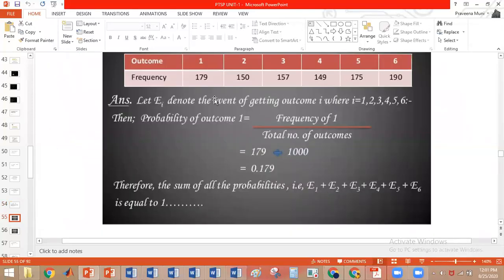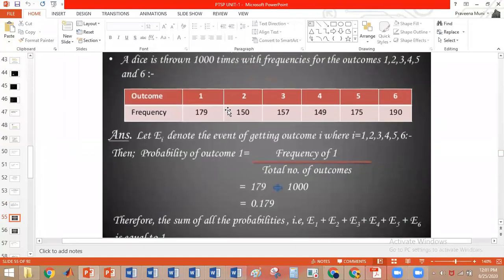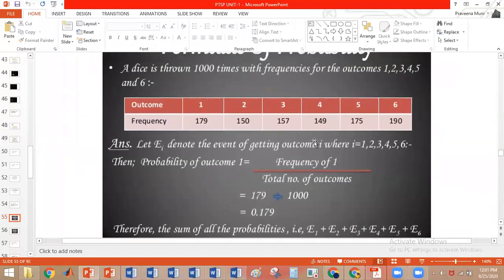How many times are we getting 1? We are getting 1 for 179 times, and we have conducted the experiment 1,000 times. So the probability of getting outcome 1 will be 179 divided by 1,000. So that value will be 0.179. And similarly, if you find the outcome for 2 it will be 0.15, 3 will be 0.157, 4 will be 0.149, 5 will be 0.175, and 6 will be 0.190.